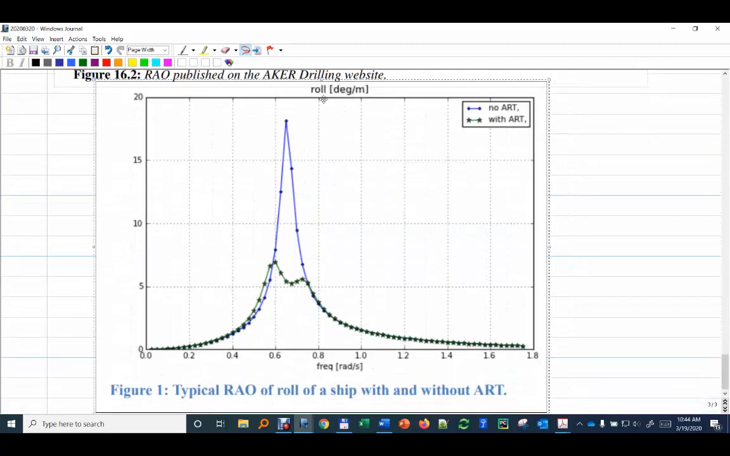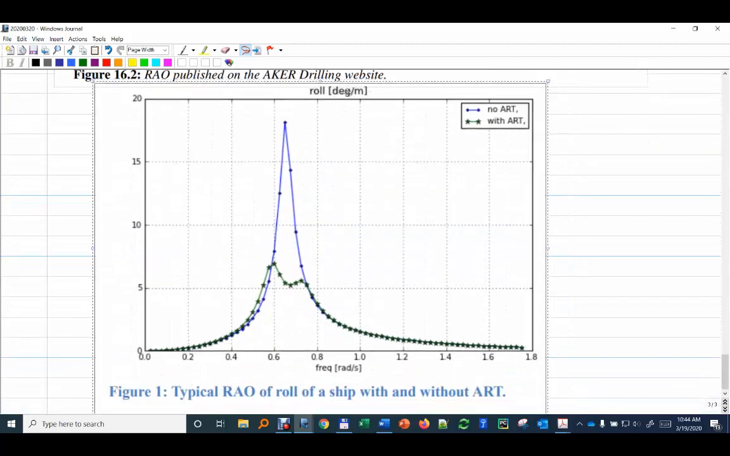You see you have the roll also. In this case, the roll is not measured in meters, but in degrees. Okay, so you see you have the vessel, and this is the anti-roll tank. Without the tank, you have the roll limited to maybe 6 or 7.